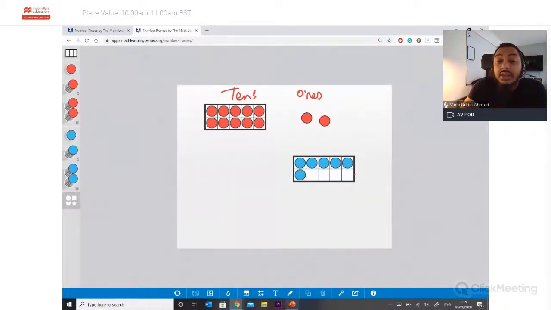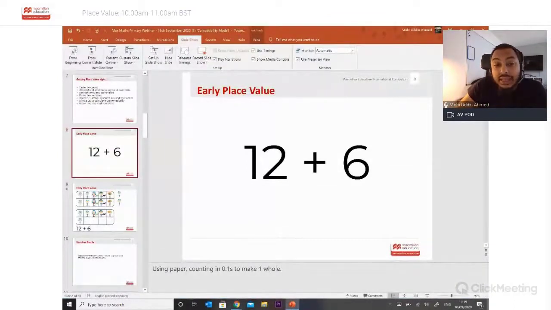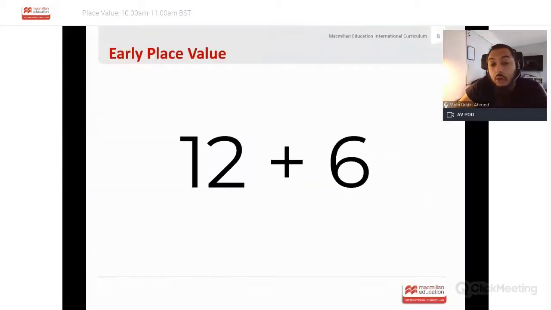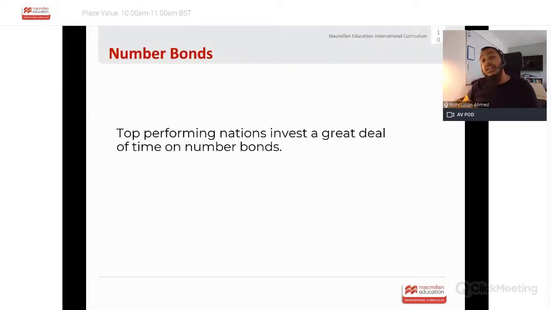In fact, so many of the top performing nations use their time in the early stages of maths lessons to make sure that children master number bonds. In fact, because the Max Maths series that Macmillan Education have is based on the Singapore Maths approach, I can tell you that Singapore spend 2-3 months sometimes, depending on the cohort, on number bonds itself. They're willing to spend a huge amount of time in the academic year just getting number bonds right.